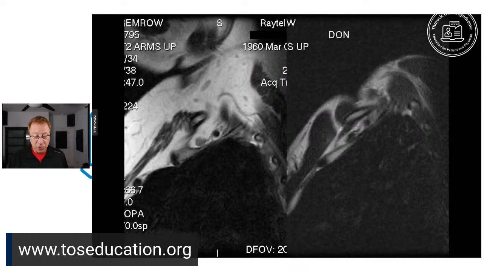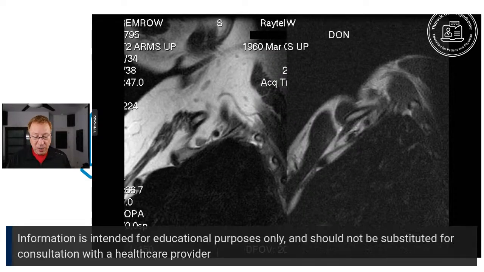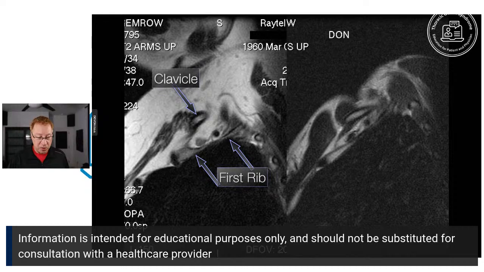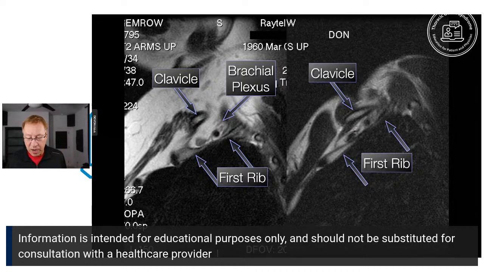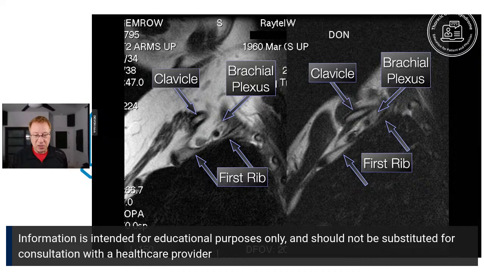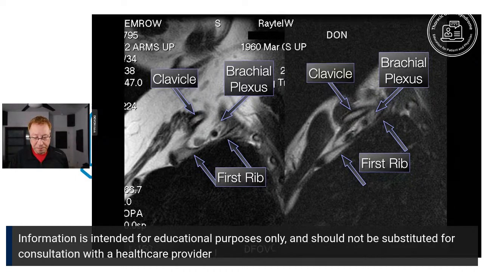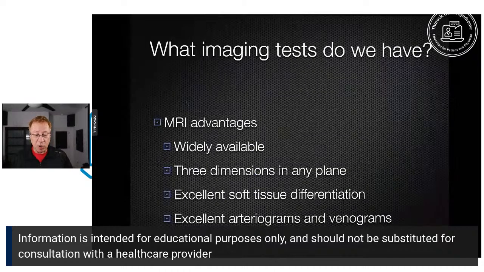One more picture I'm going to show you. This is the same patient. On the left is a picture with the arms down by their side. You'll see the collarbone and the rib and the brachial plexus looks fine. On the other side, you're going to see the arms up, and you're going to see what happens: the collarbone gets too close to the first rib and it presses on the brachial plexus. You can't see this with any other study. That's really important.